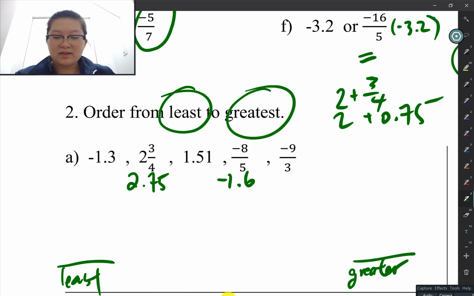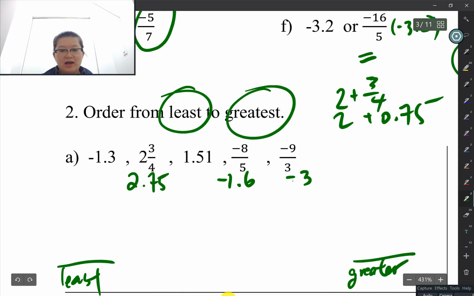Last one. Oh, this one's not that bad. It's just 9 divided by 3. 9 divided by 3 is 3. So this just gives us negative 3. There you go. Woohoo! All right.